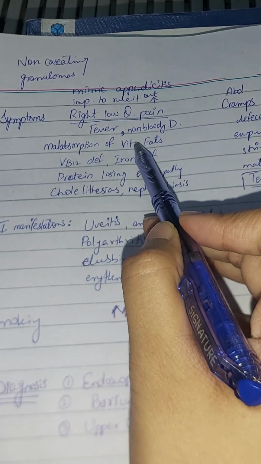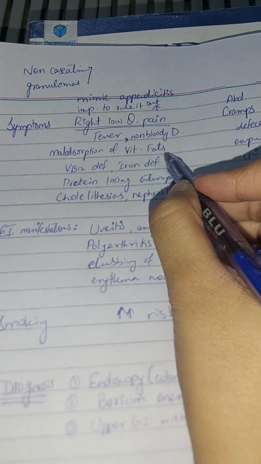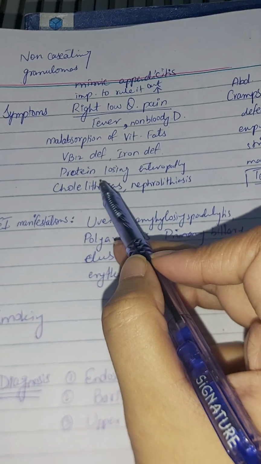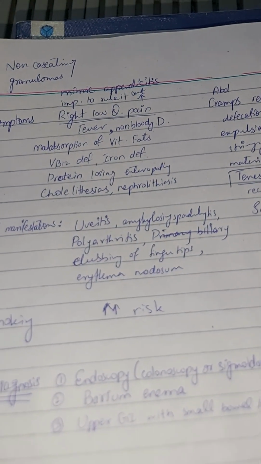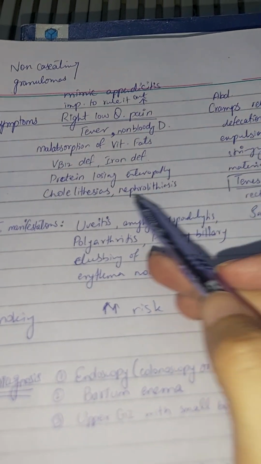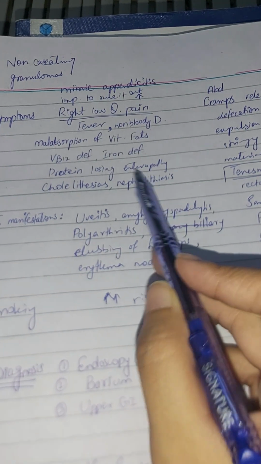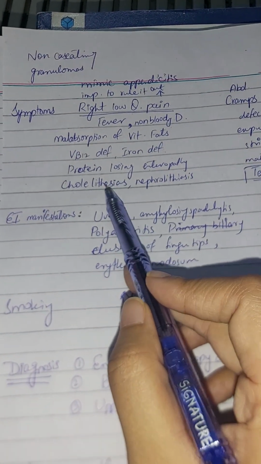Similarly, there is malabsorption of fats and vitamins, because all the absorption takes place at the terminal ileum. So there will be B12 deficiency, iron deficiency, and as there is also alteration in the normal mucosa of the intestine, enterocytes lose protein, protein-losing enteropathy occurs, which leads to hypoalbuminemia. Remember all these signs and symptoms.